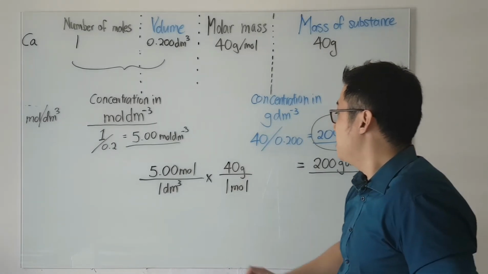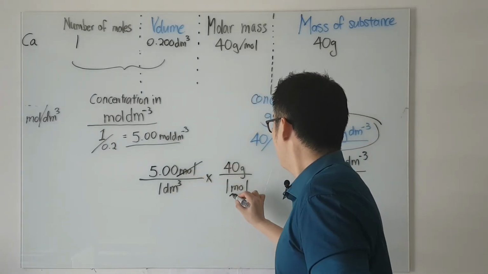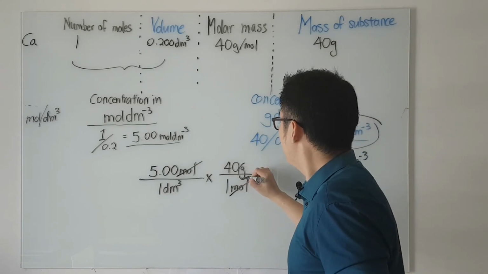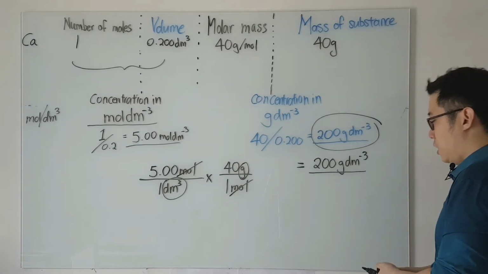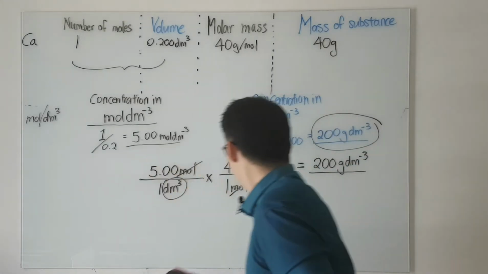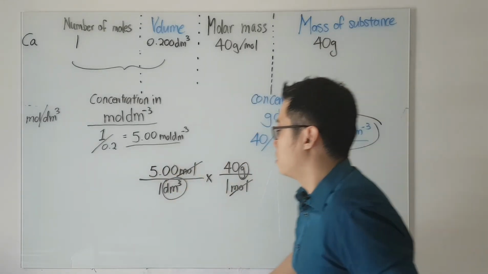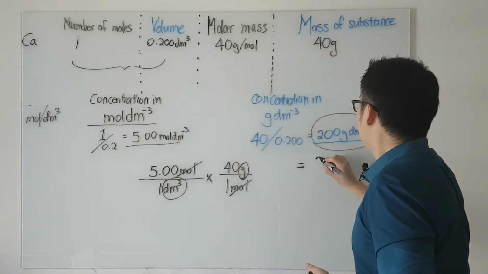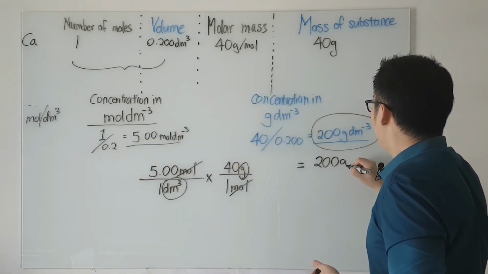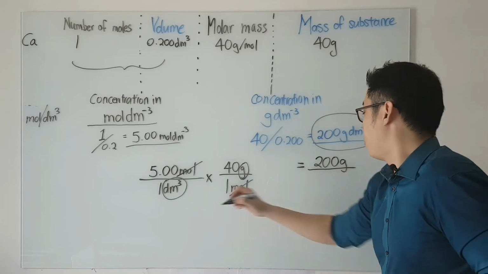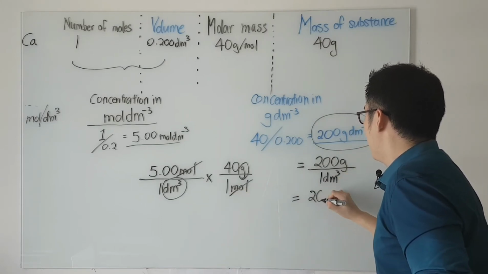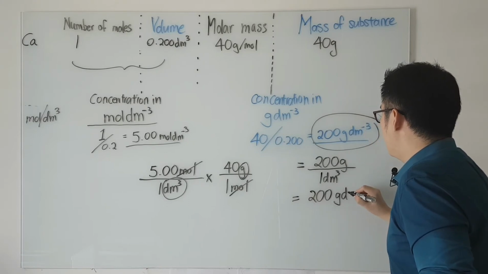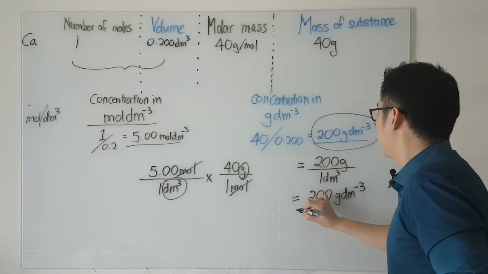Okay, so that means that if I were to cancel these 2 moles out, I'm only left with these 2 units here, which gives me actually 200 grams per dm cube. So which actually means that it's 200 grams per dm cube.